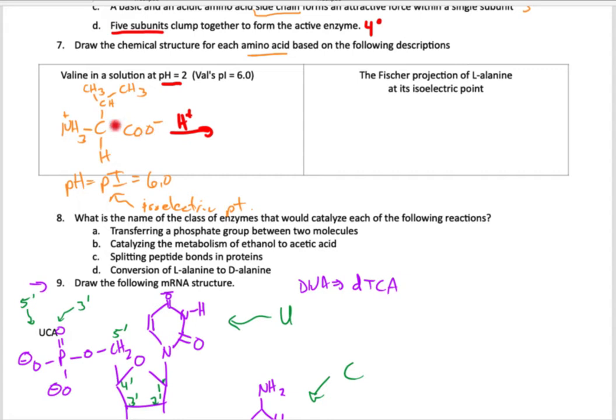How are protons going to affect the ammonium group versus the carboxylate group? Yes, it's going to bind with the carboxylate group. And so when you have a pH that's lower than the isoelectric point, the carboxylate group becomes protonated, and then the overall charge of the amino acid is a +1 charge.